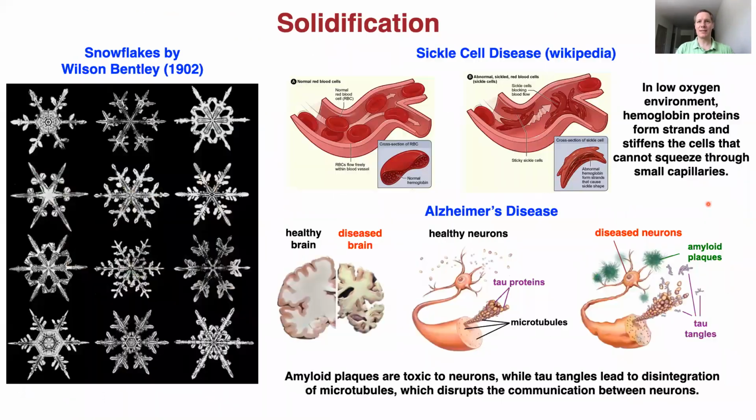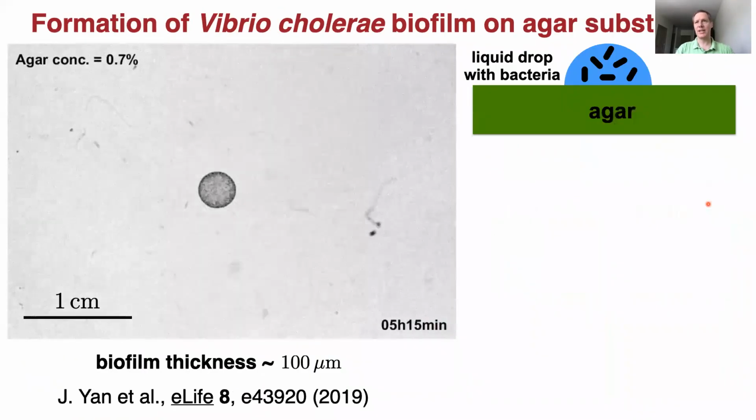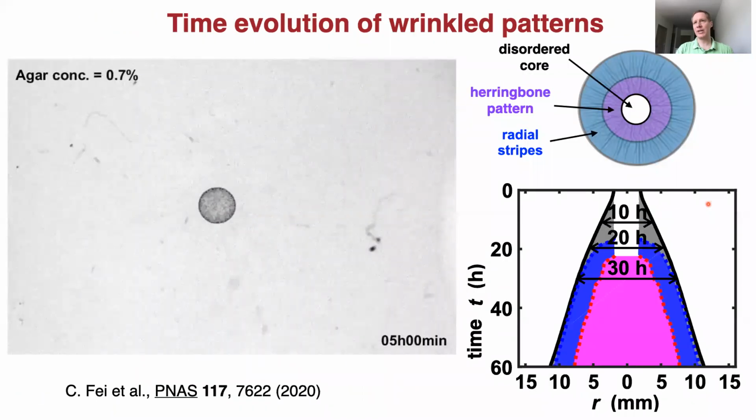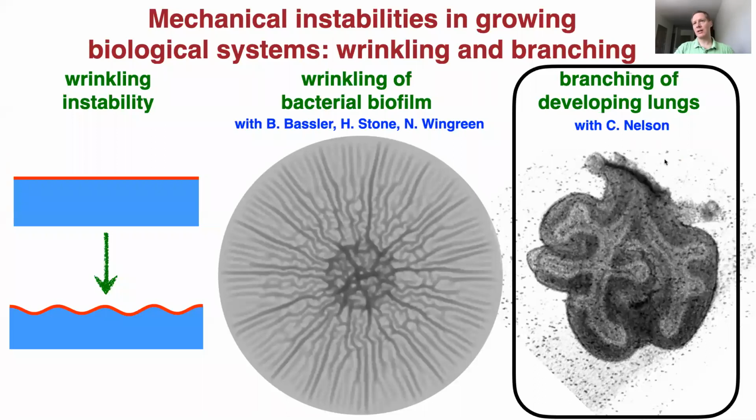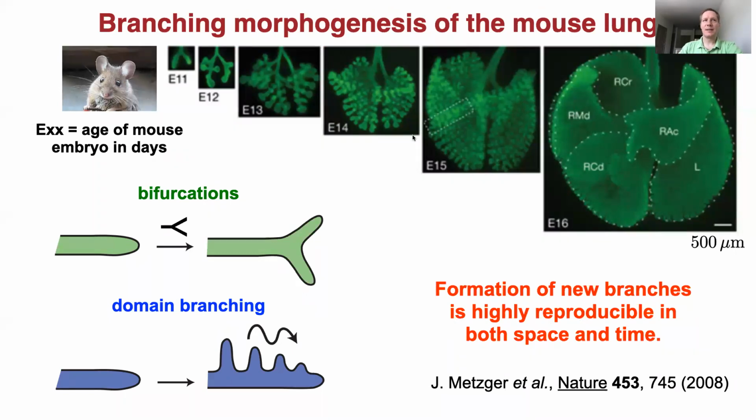Okay, so maybe let's move on with the presentation to also talk about lung formation in the last 10 minutes or so. Now we're going to talk about the branching of lungs, which was done together with Celeste Nelson. Here we studied the development of lungs in mouse embryos. These are snapshots of the lungs in mouse embryos: this was an 11 day old embryo, 12 days, 13, 14, 15.